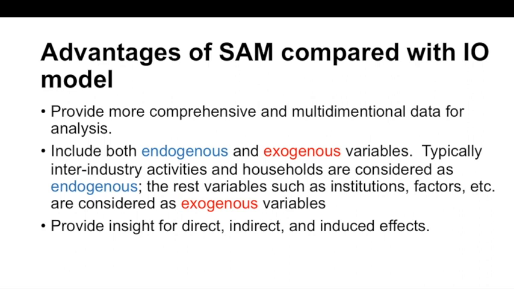The SAM model also provides insight into direct, indirect, and induced effects. Typically, if you look at the inter-industry interactions, those are the direct and indirect impacts. If you look at households, institutions, and factors of production, those are the induced effects.